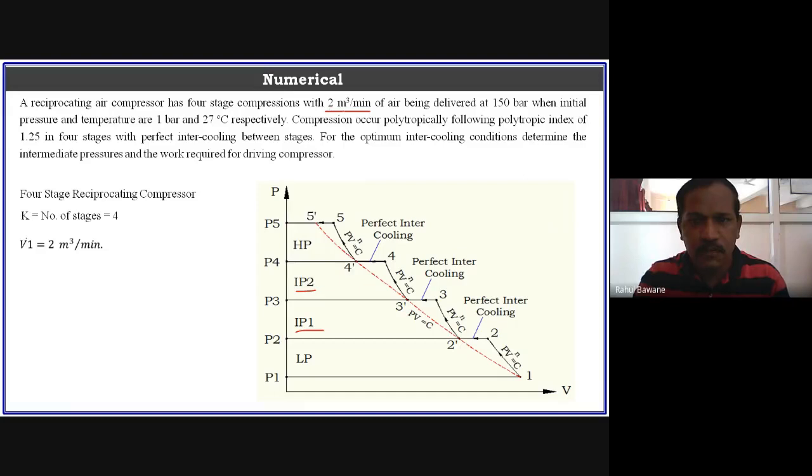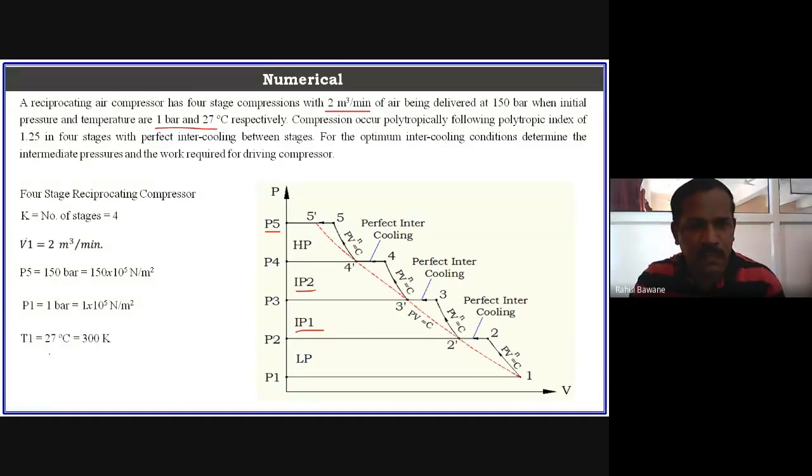Number of stages is 4. Volume flow rate is given as 2 meter cube per minute. Air is delivered at 150, so the final delivery pressure P5 is 150 bar, when the initial pressure and temperature are 1 bar and 27 degrees centigrade. So P1 is 1 bar and T1 is 27 degrees centigrade. Compression occurs polytropically with an index of 1.25 in each stage, in 4 stages with perfect intercooling between the stages. That means after intercooling, the temperature is brought back to the initial temperature T1.